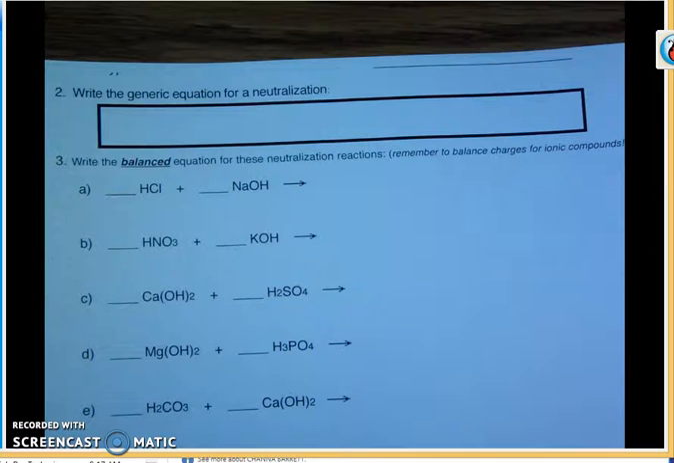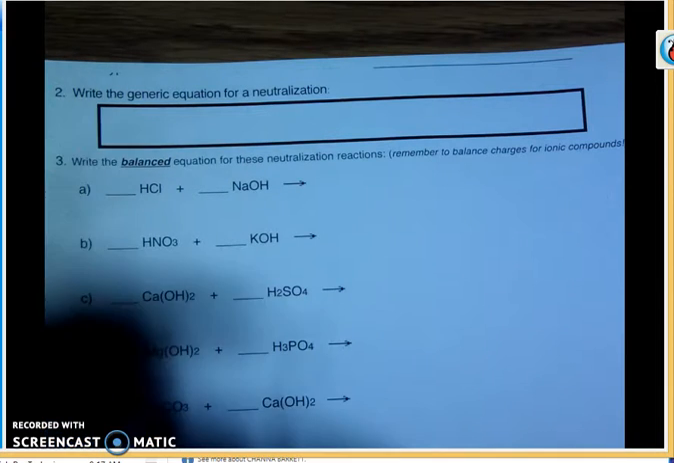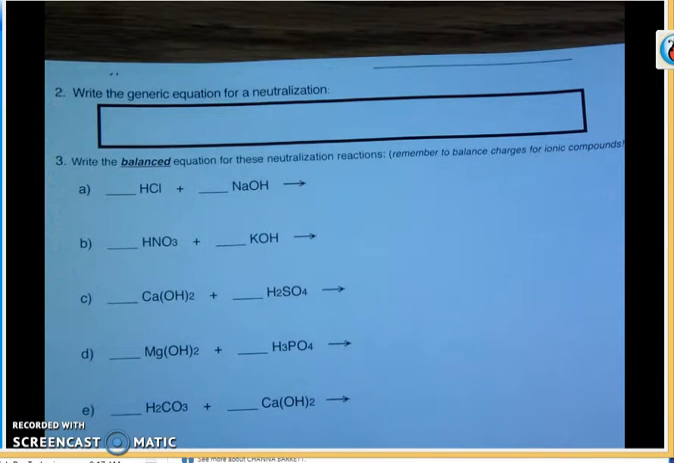It says, I don't know where number 1 is, but it starts with number 2 there. Write the generic equation for neutralization reaction.